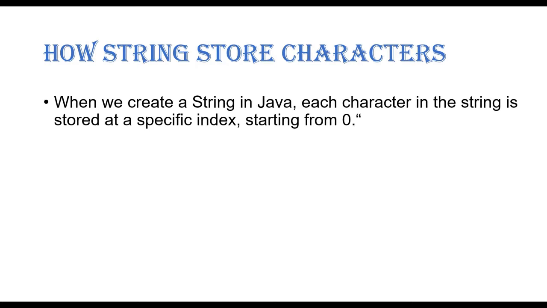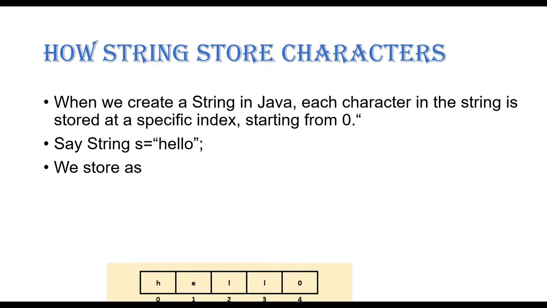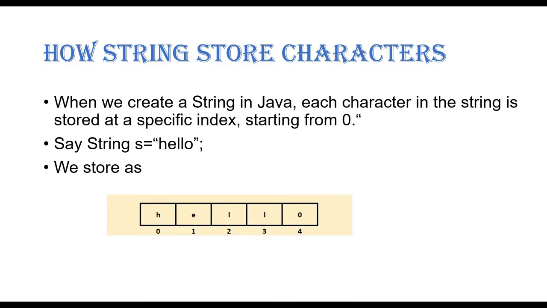How do strings store the characters? As the characters are arranged in sequence, a string arranges the characters with indexing from 0 up to the last character, say in HELLO. So it indexes H as 0, E as 1, L as 2, L as 3, and O as 4. It is arranged in consecutive memory locations.